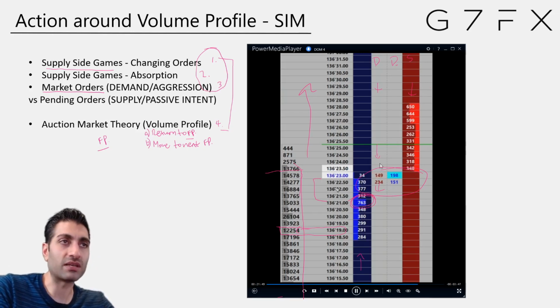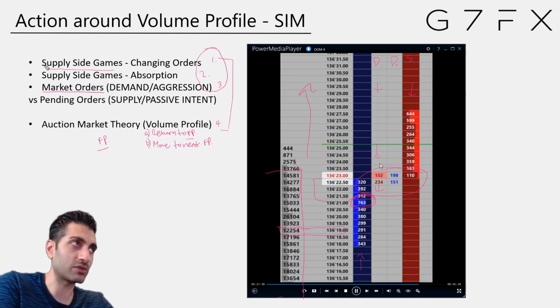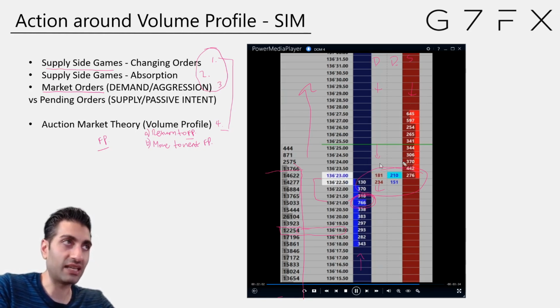So there's still 3 minutes left. It's a perfect time for us to remind ourselves, what did I see, guys? What clues was it? Do you remember I saw absorption? So I saw supply side games, right? At many levels. So I knew sellers were interested in selling and taking positions.